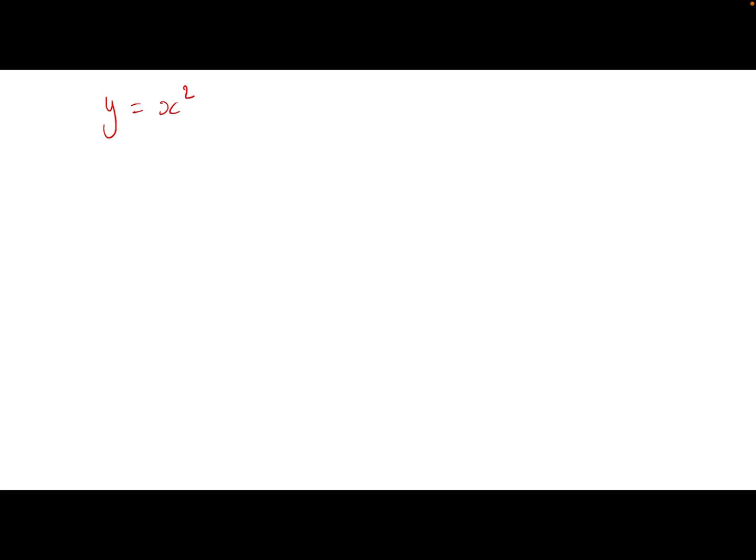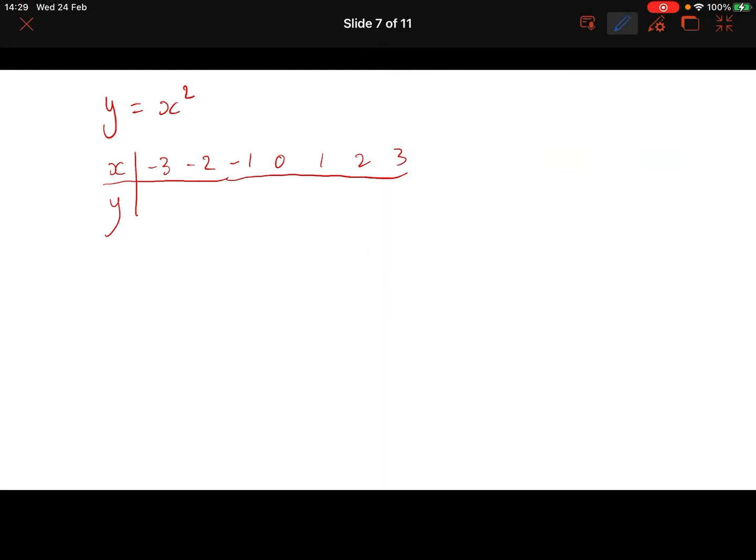And we're being told what x values to pick: -3, -2, -1, 0, 1, 2, 3. And now find out what the relevant y values should be. Well, always start with the positive ones because it's easier. So we're simply saying if x equals 3, then y must be 3 squared, which will be 9.